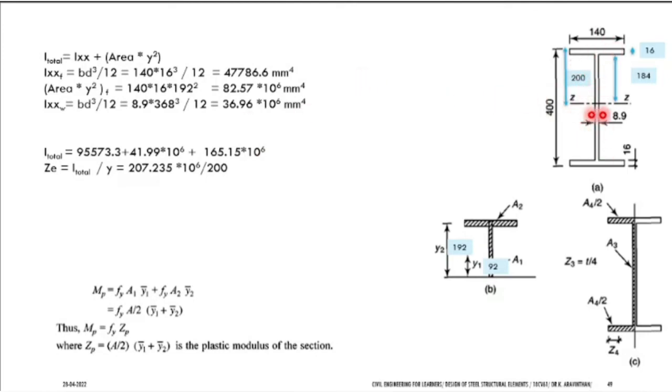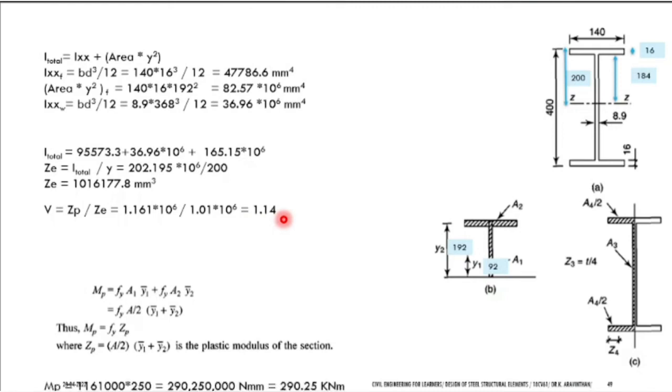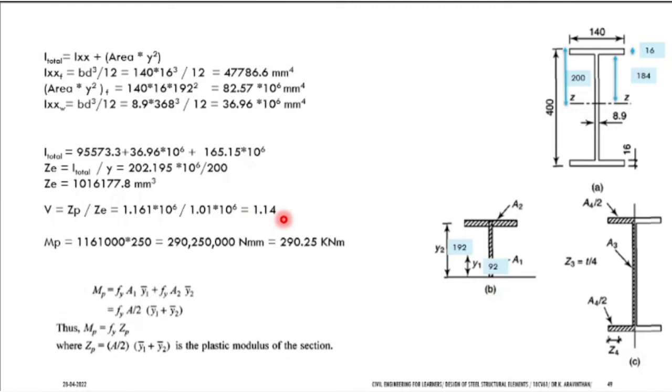Can you multiply 2 webs? Do you have 2 webs or a single web? Single web. So that is why the same value is taken here. So you will get 1.14 as the shape factor. Okay. Now see, you are doing this much work. What is the advantage or the use of this work? You can calculate the plastic moment.